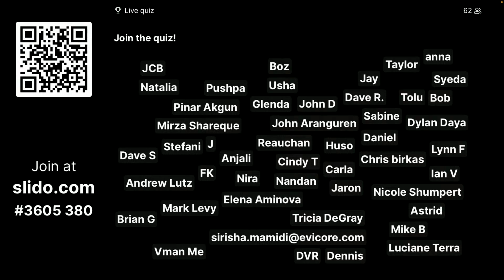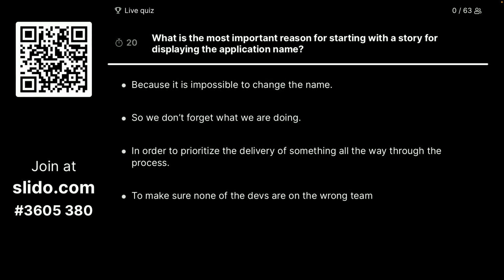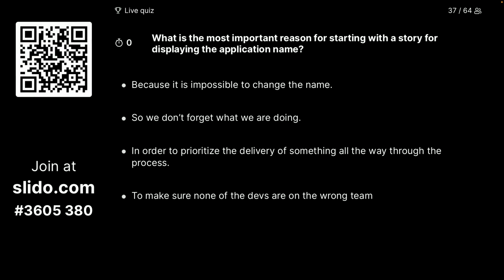And let's get started. What is the most important reason for starting with a story for displaying the application name? Is it because it's impossible to change the name, so we don't forget what we are doing, in order to prioritize the delivery of something all the way through the process, or to make sure none of the devs are on the wrong team? You have 5 seconds remaining. Lock in your answer. 2, 1, and time is up.